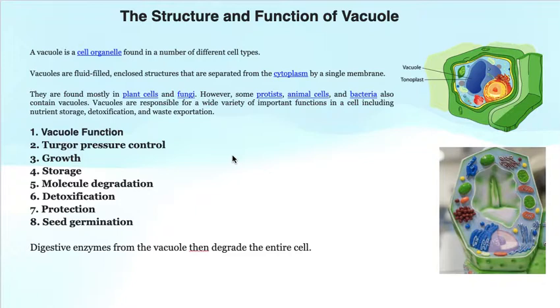These are responsible for a wide variety of important functions in the cell, including nutrient storage, detoxification, and waste exportation. So vacuole functions, you see: turgor pressure control, growth, storage, molecule degradation, detoxification, protection, and seed germination. Digestive enzymes from the vacuole then degrade the entire cell.